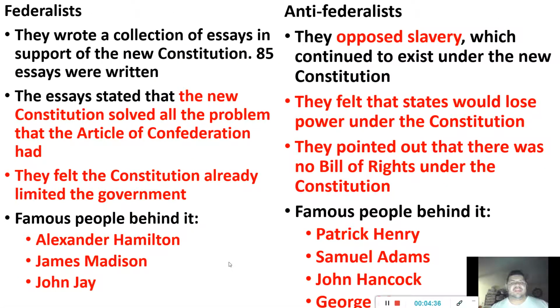All right, so here's the tale of the tape type of thing. Federalists wrote 85 essays to support the new Constitution, basically talk about how good it is and how it solves basically all the problems that the Articles of Confederation created. They're like, this thing was bad, but this new Constitution is going to fix it. It's going to do this.